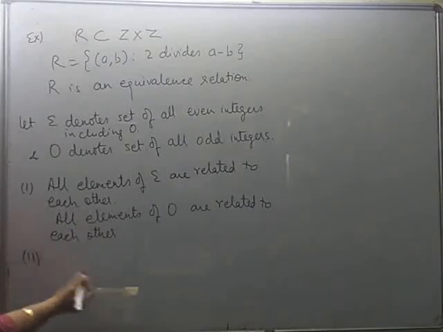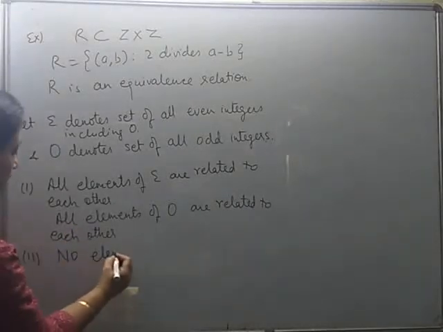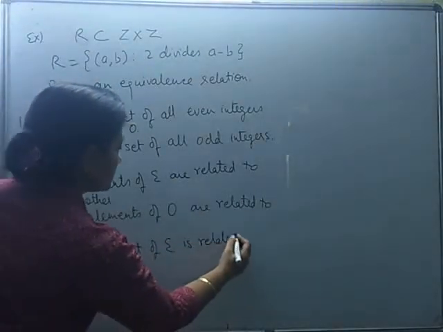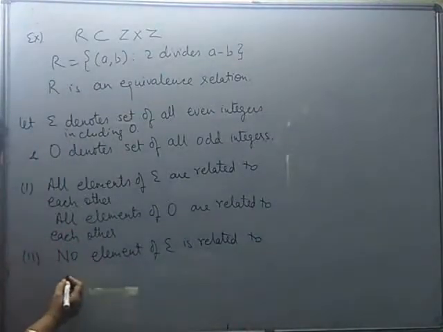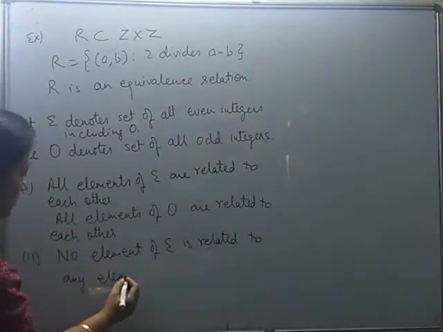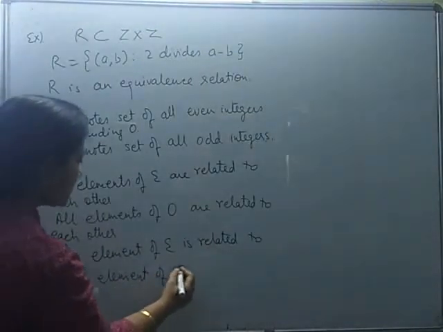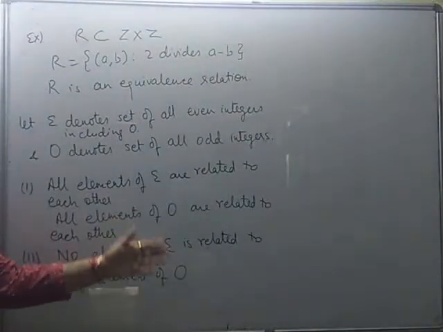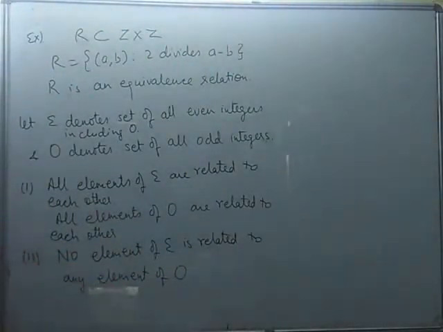Moving on to the next one, you will find no element of E is related to any element of O. Because E contains all even numbers and O contains all odd integers. And if you take the difference of an even and an odd integer, the difference always comes out to be an odd integer. It will not be divisible by 2, because it is not a multiple of 2. So I will not be able to relate, or we can say pair, the elements of E and O with each other.